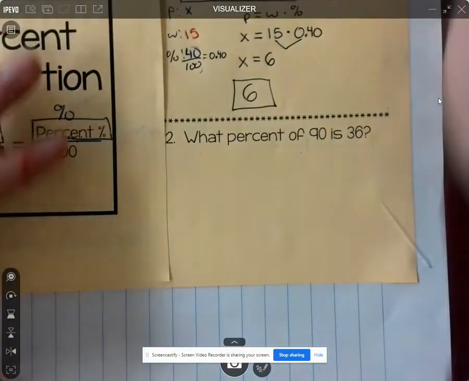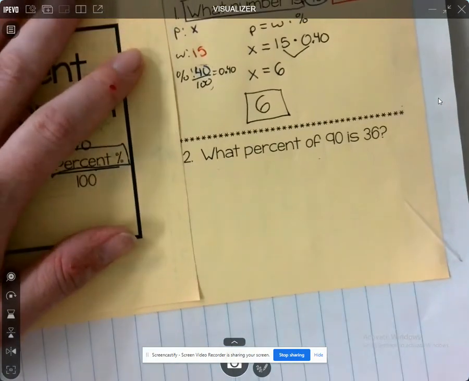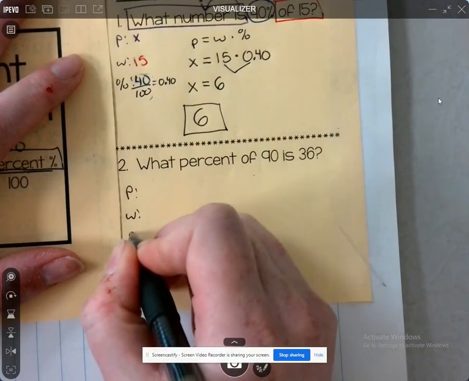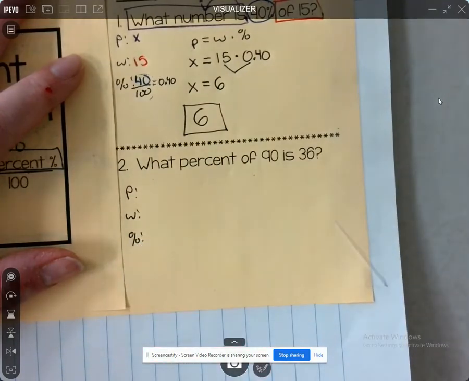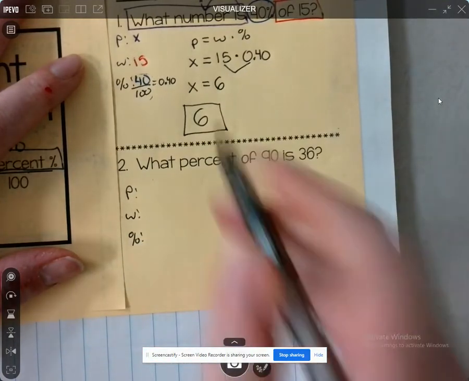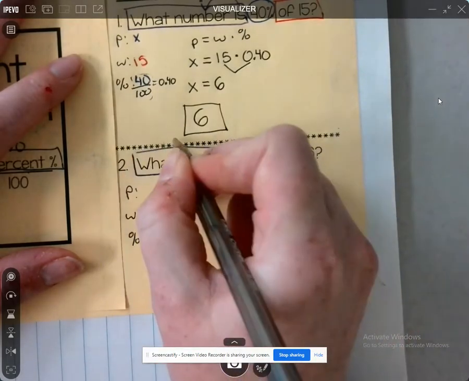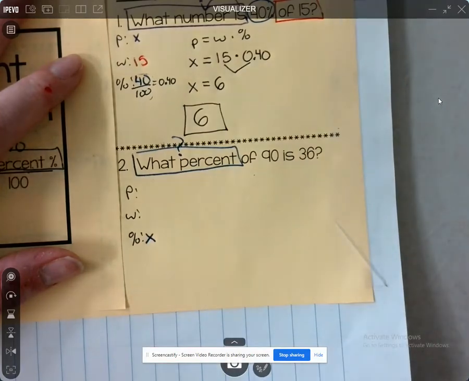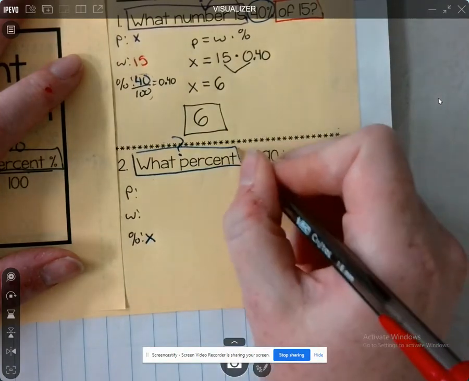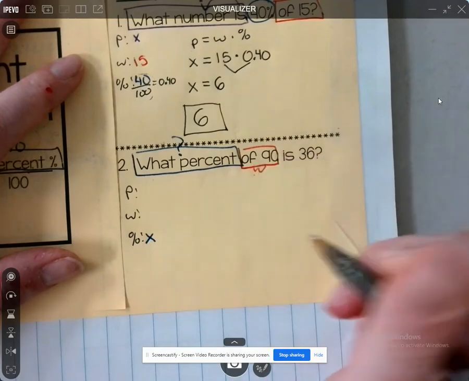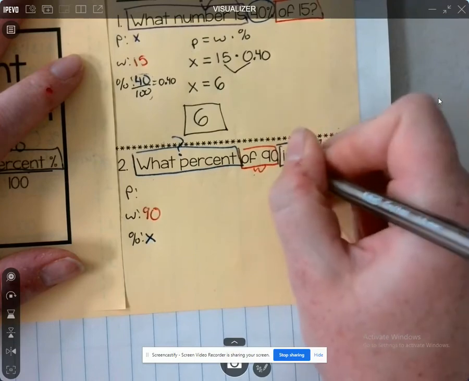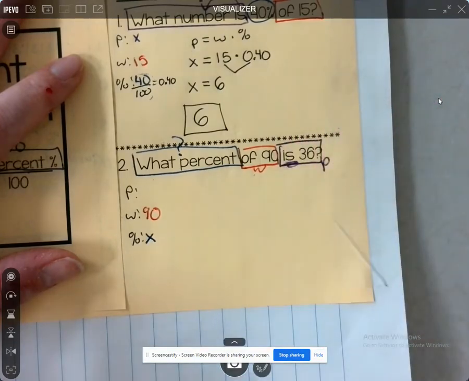Next, here we go. It says, what percent of 90 is 36? So we're going to go ahead and put our P, our W, and our percent. Says what percent, so here we can tell that we don't know our percent, and therefore our percent will be represented with X. Of 90, "of" is the big key word, that's our whole, therefore 90 is our whole. "Is" 36, bing, bing, bing, is our part, 36 is our part.